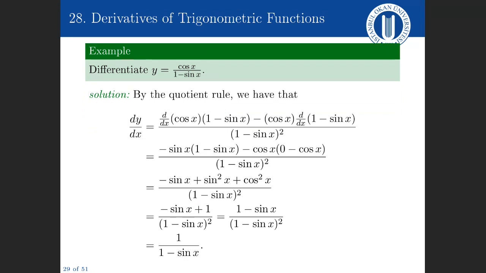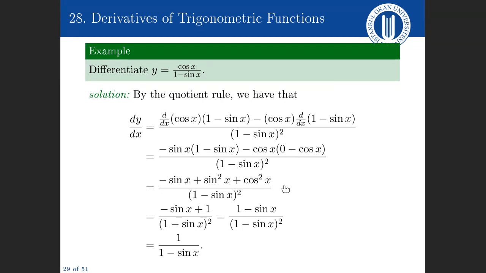Differentiate cos x divided by 1 minus sine x. We're going to need to use the quotient rule because we have a function divided by a function. Using the quotient rule, derivative of the function on the top multiplied by the function on the bottom, minus the function on the top multiplied by the derivative of the function on the bottom, and then divided by the function on the bottom squared. The derivative of cos x is minus sine x, and the derivative of 1 minus sine x is 0 minus cos x.